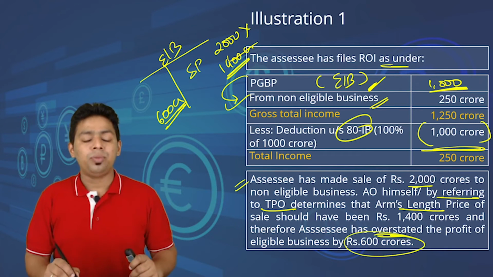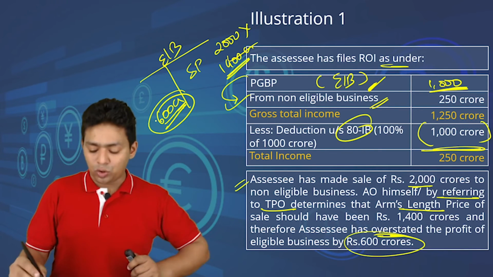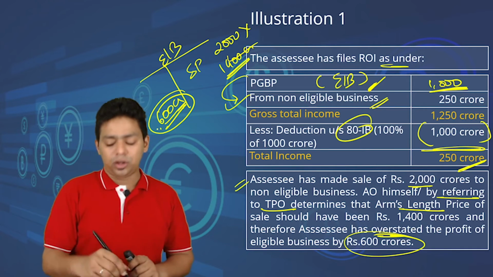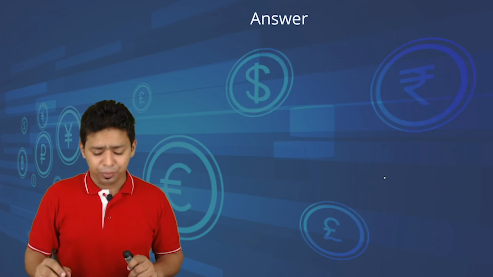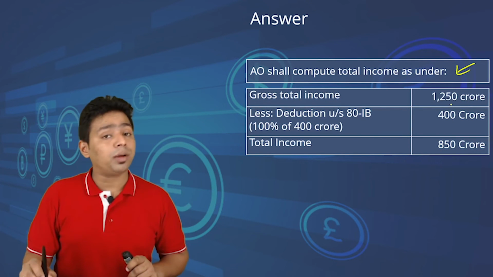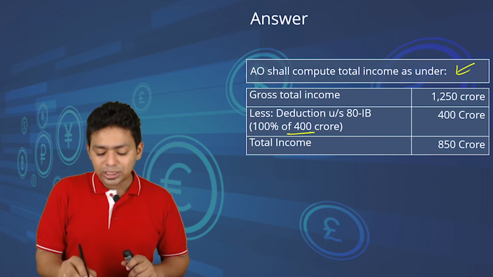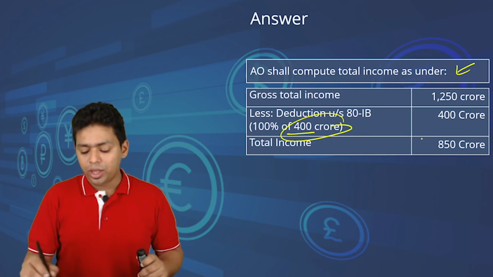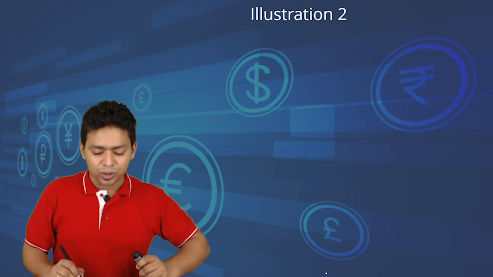So what will we do now? We will add back this 600 crore to the profit. The total income is 250 crore. Add 600 crore, it will become 850 crore. AO shall compute total income as follows. Gross total income 1250, and he will disallow the deduction of 600 crore, will allow only 400 crore. Net total income will be 850 crore.